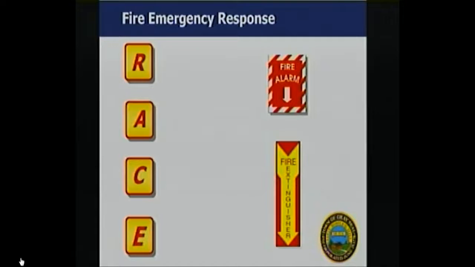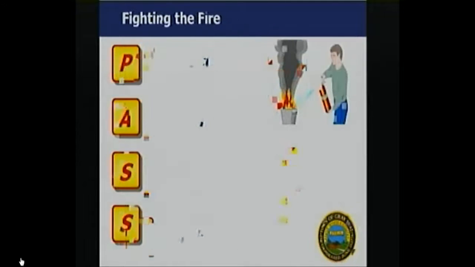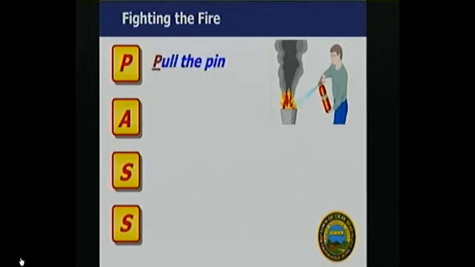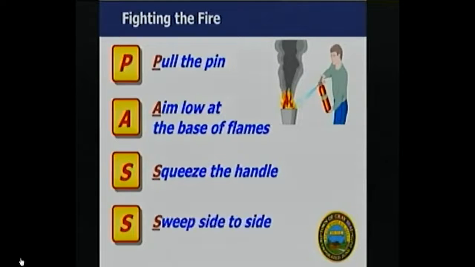The acronym RACE, R-A-C-E: rescue, alarm, contain, and extinguish. Your acronym PASS: pull the pin on the extinguisher, aim the nozzle low at the base of the flames, squeeze the handle, and sweep side to side.